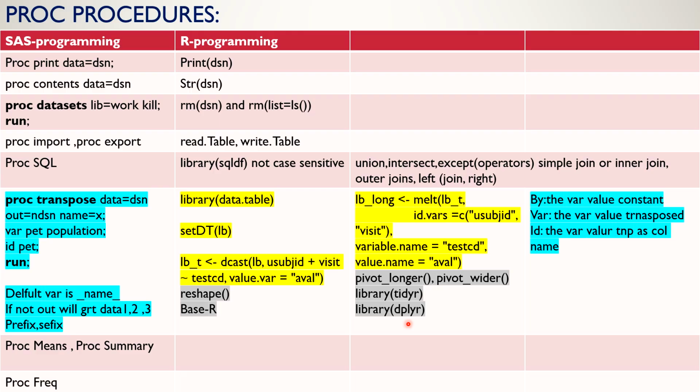Okay, other options are also there without any library, that is reshape. So here no library is required. Pivot longer and pivot wider can also do transposing like we did in SAS programming. The same way we can do pivot longer and pivot wider by using the tidyr library and dplyr library.